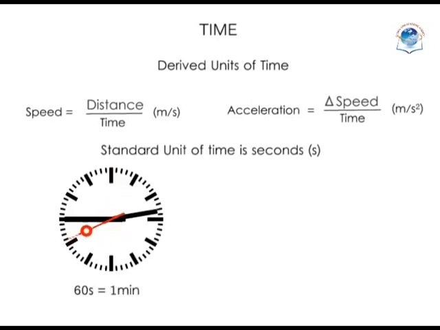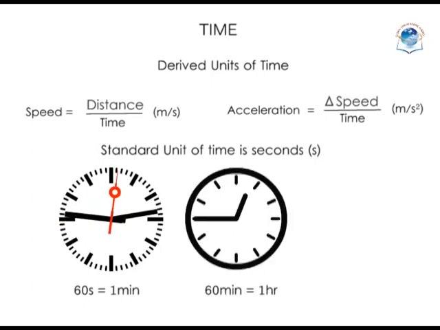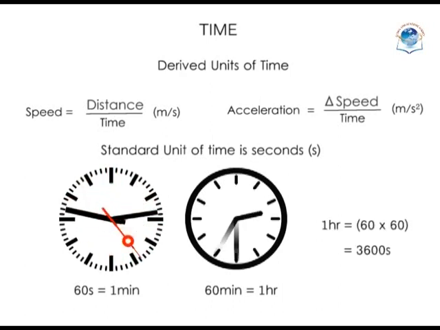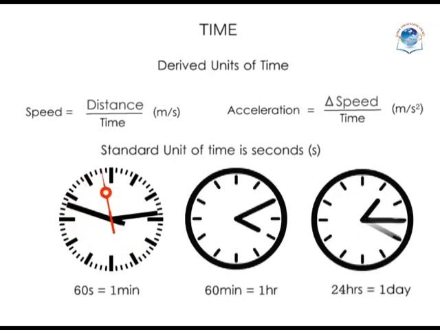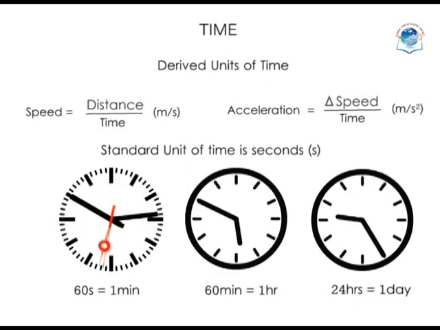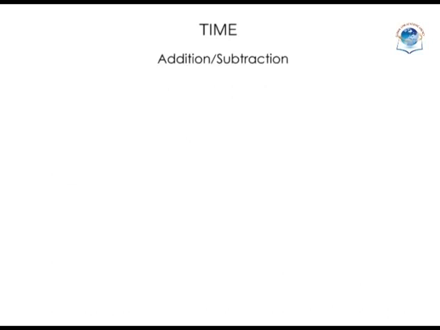60 seconds make a minute. 60 minutes make an hour. And so 1 hour has 60 times 60, which is 3,600 seconds. 24 hours make 1 day, and so on. And because of this, the addition and subtraction of time is quite different from normal operations.